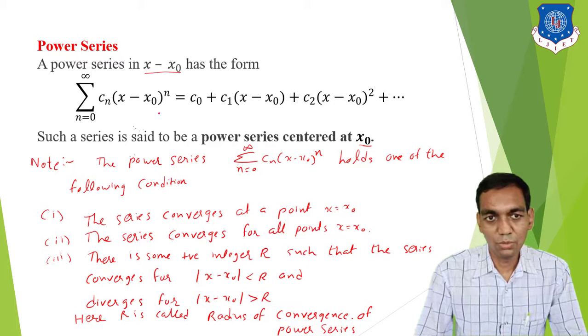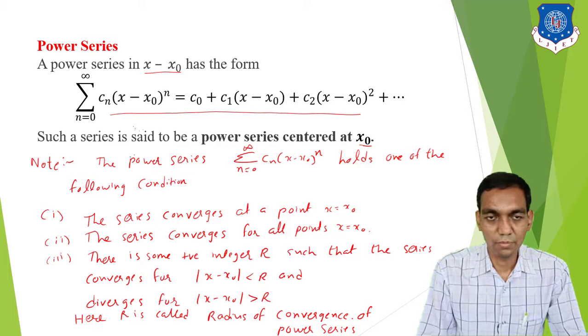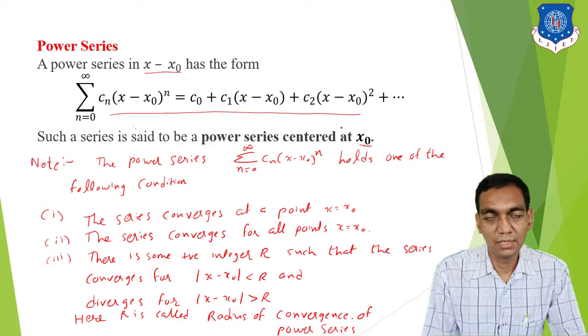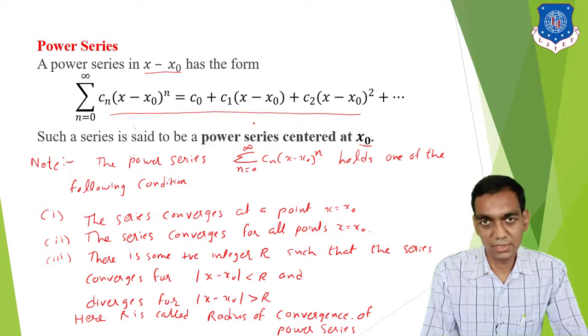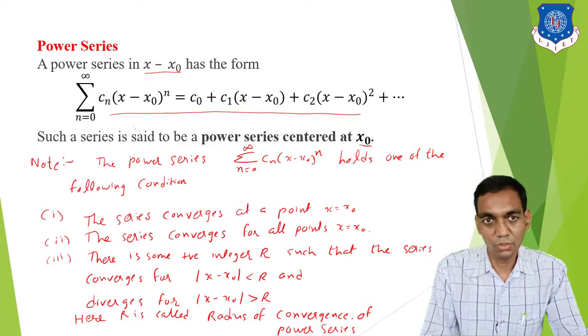Okay. Now, the simple power series you have learned in semester 1. Here, x0 is the center, correct? And C0, C1, C2 up to Cn and so on are the coefficients of the power series, correct? Now, here I have written one note.